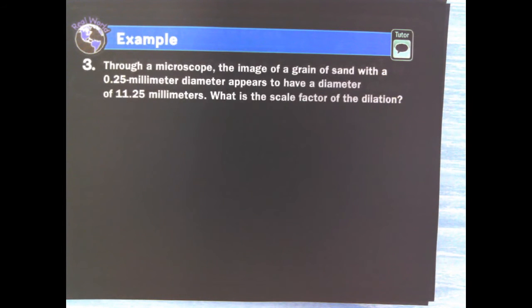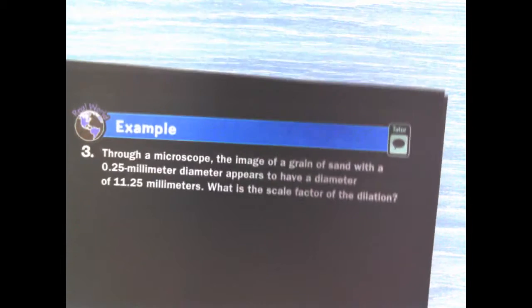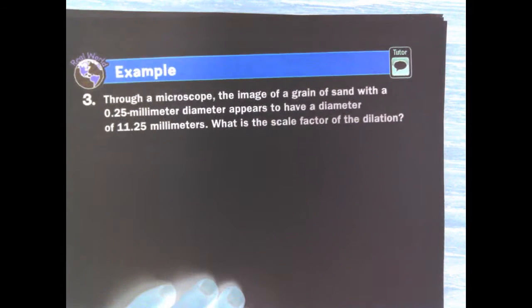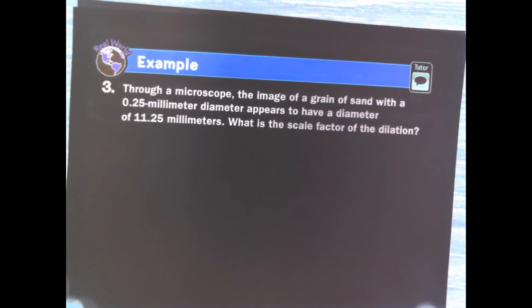Let's try another one. It says, through a microscope, the image of a grain of sand with a 0.25 millimeter diameter appears to have a diameter of 11.25 millimeters. What is the scale factor of the dilation? Okay, so we want to find the scale factor.